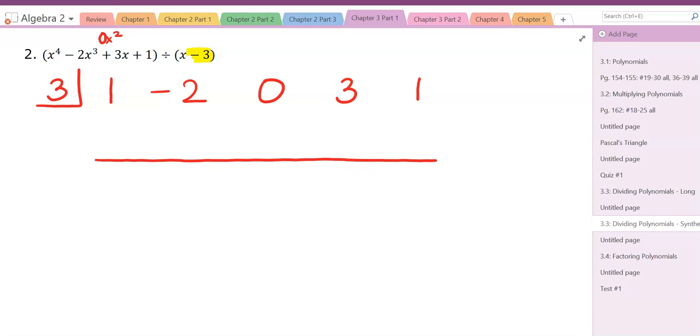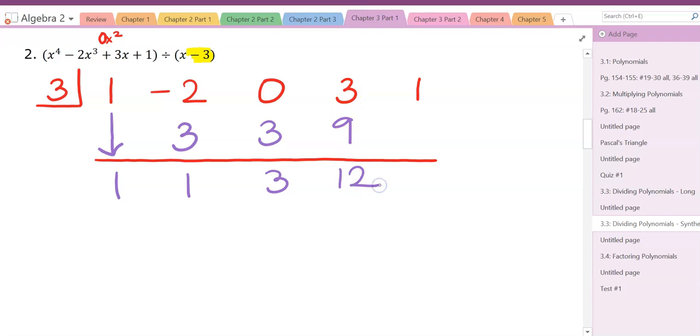And we're going to do the same thing that we did before. Bring down the 1. 1 times 3 is 3. And then I add -2 plus 3. I get another 1. 1 times 3 is 3. 0 plus 3 is 3. 3 times 3 in the box is 9. 3 plus 9 would be 12. 12 times 3 is going to be 36. Plus the 1 is going to be 37.